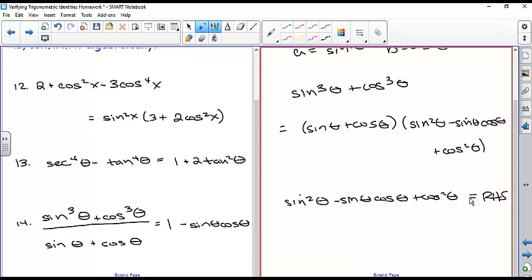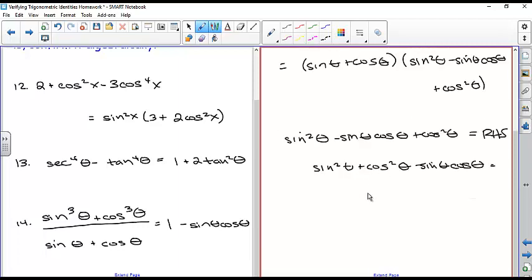Well, let's think about what's going on here. It looks like here we have 1, and so we can take sine squared theta and cosine squared theta and put them next to each other. And the Pythagorean identity says that sine squared theta plus cosine squared theta equals 1. So we have 1 minus sine theta times cosine theta equals the right-hand side, and it actually does equal the right-hand side. So if I plug in the right-hand side, I'll get that they are the same.